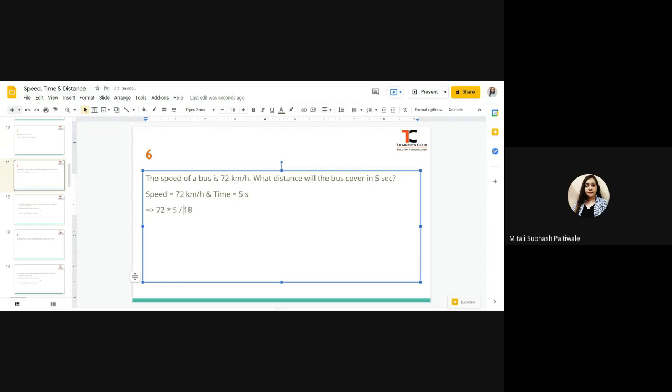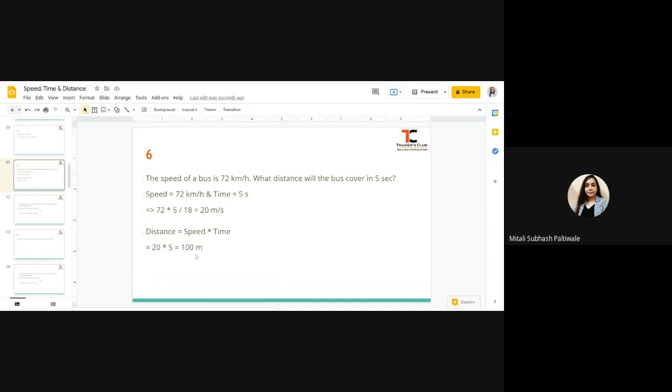So here, this will become 20 meter per second. Now this is your new speed after converting it into meter per second. So we can go straight to finding the distance. Distance is equal to speed into time. So 20 into 5 will give me the answer as 100 meters. So 20 meter per second into 5 seconds, the answer would be 100 meters. So distance is nothing but 100 meters.